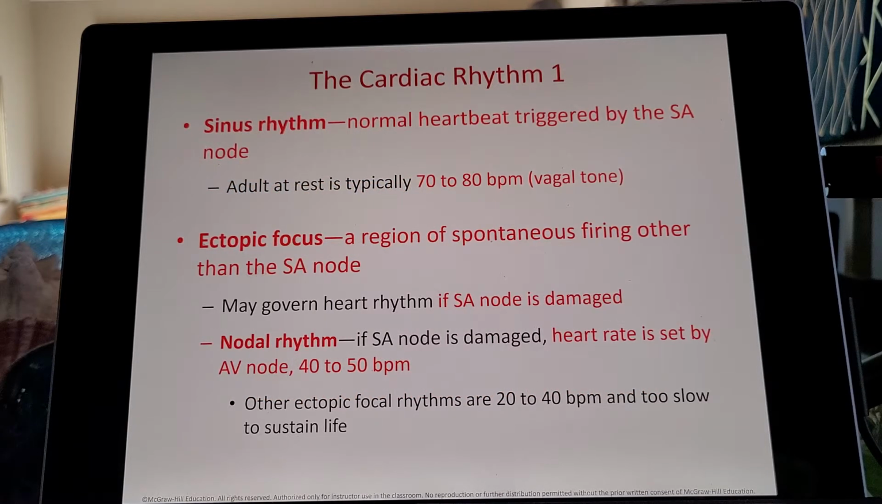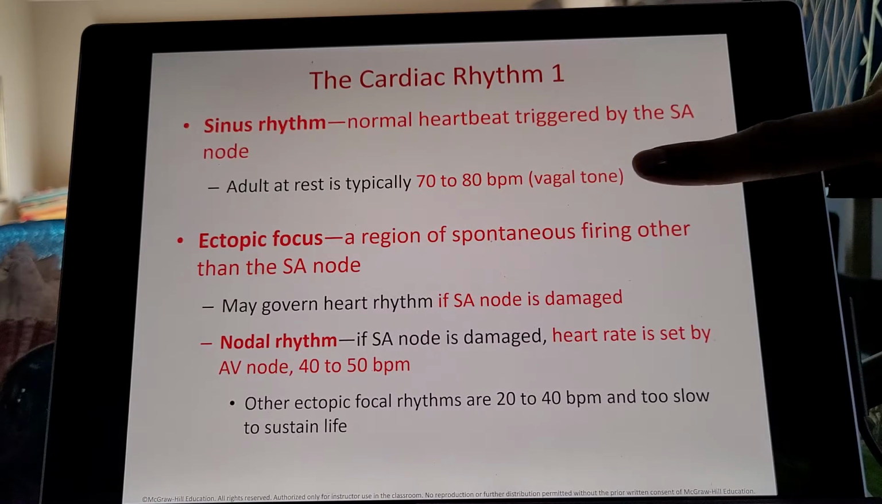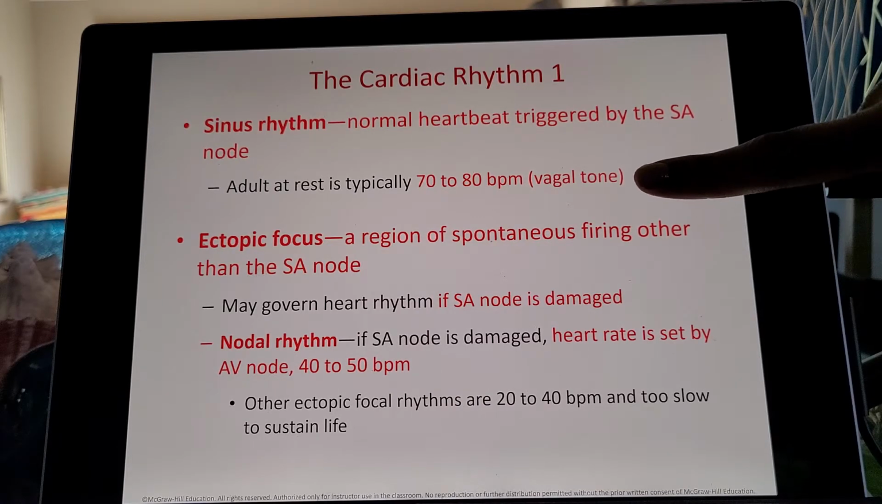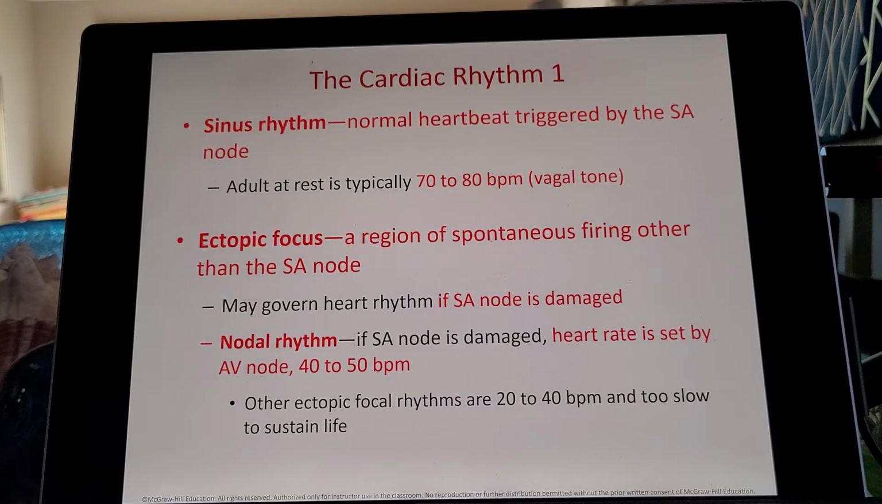For our heart cells pacemaking, our regular signal, which is called our sinus rhythm, that's our normal heartbeat, is triggered by the SA node. Again, because of the input from the parasympathetic nervous system using our vagus nerves, our resting heart rate is between 70 to 80 beats per minute. You do want to go towards those lower numbers in the 70s and hopefully even 60s if you're more healthy.